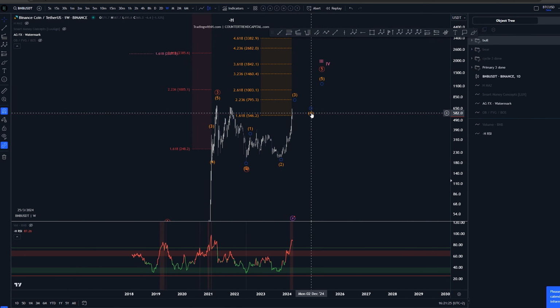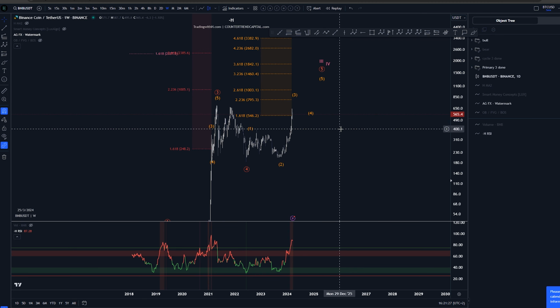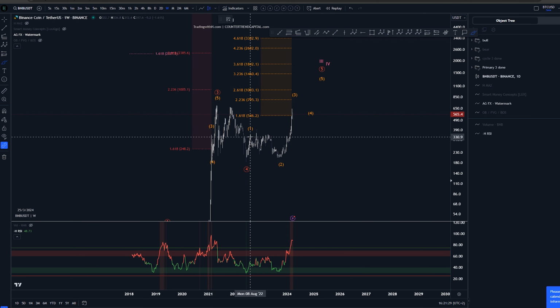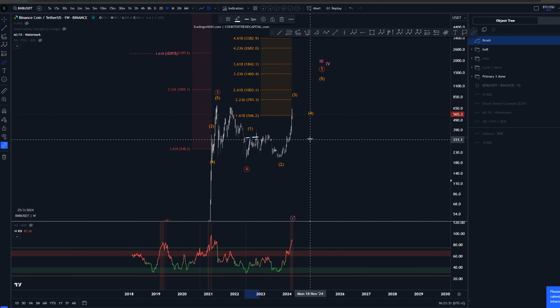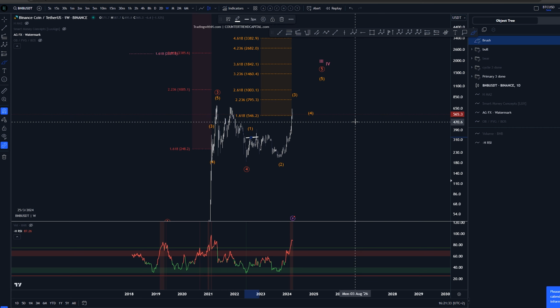We'll get back to you once some of these invalidations hit. Again, coming back to 333 is very key on both the bull and the bear scenario.